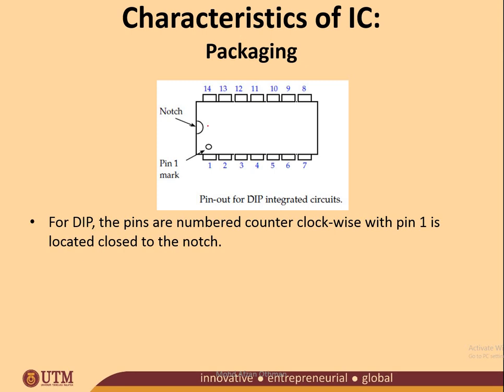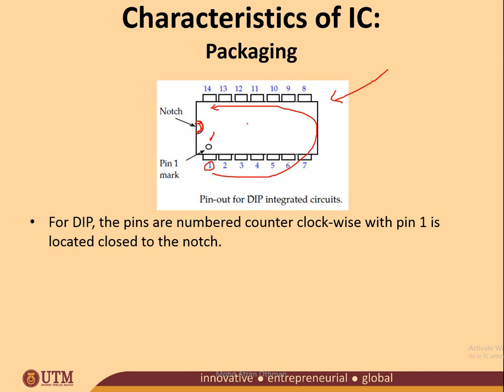Now moving to the next. For DIP, dual inline package, the pins are numbered counterclockwise with pin 1 located close to the notch. Later on when you see an example of a chip, you will notice usually they have a notch here. Usually you have a notch, and then it should have a marking, because if it doesn't have a marking, we don't know whether this one corresponds to pin 1 or this one corresponds to pin 1. So if there is a marking, this means that it is pin 1, and then the numbering should follow counterclockwise. 1, 2, 3, 4, 5, 6, 7, 8, 9, 10, 11, 12, 13, 14.